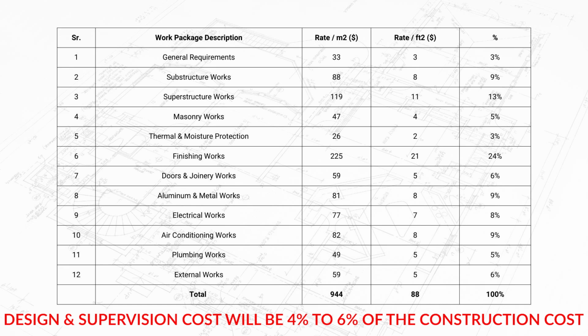And if you take the percentages, you can find the percentages like that. General requirement 3%, substructure will be 9%, and then superstructure will be 13%, masonry will be 5%, thermal will be 3%, finishing work will be 24%, doors and joinery will be 6%, aluminium and metal 9%, electrical works will be 8%, air conditioning works will be 9%, plumbing works will be 5%, external works will be 6%, and the total, of course, is 100%. And if you take a look at the final rate, you will see that we are talking about something that is about $944 per square meter or $88 per square foot, and the breakdown is given there. You can see it in this example.